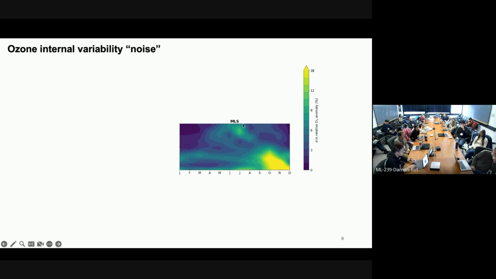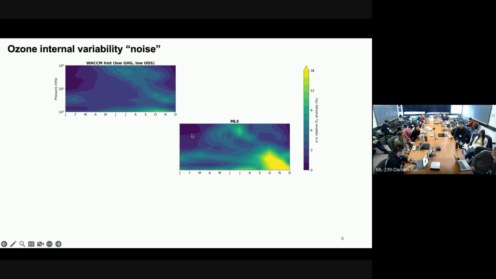Here I'm showing the standard deviation of the ozone time series from MLS as a function of month versus height. We see there is a large internal variability of ozone, especially over October and December in the lower stratosphere. And what's interesting is that here I'm showing the similar standard deviation of ozone from the WACCM historical simulation. That is the time when it's pre-ozone depletion, from 1955 to the 1970s, when we have low greenhouse gas and low ODS. We see that the simulated internal variability does not capture the observed ozone variability at all.